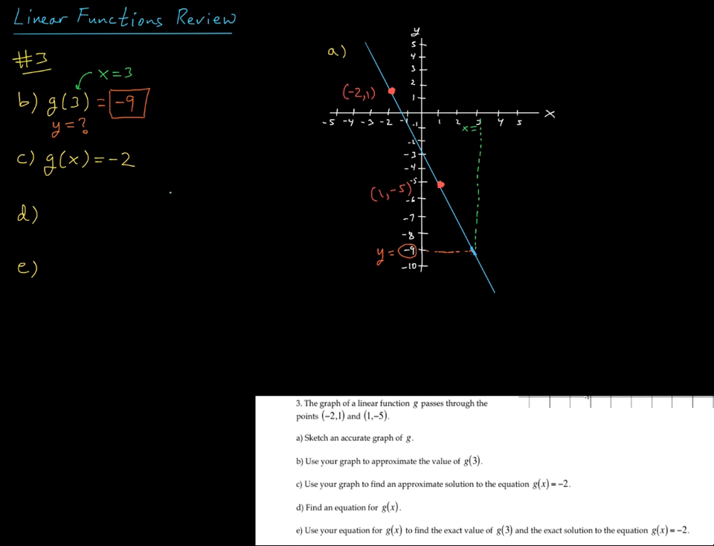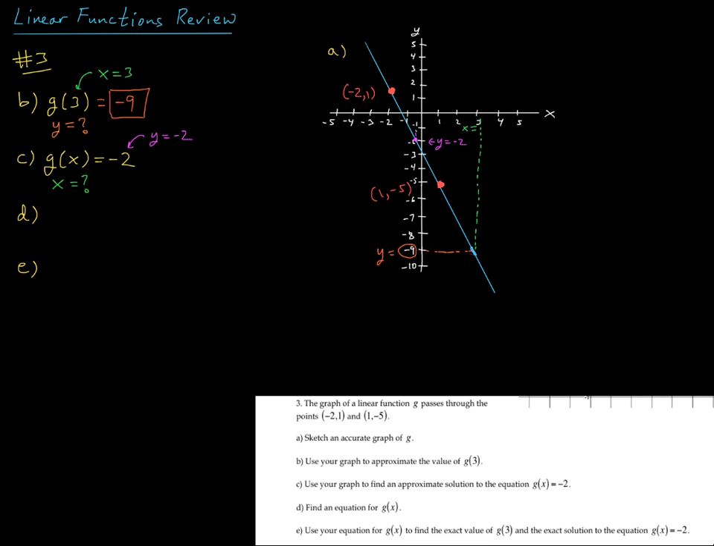All right, how about C? It says use your graph to find an approximate solution to the equation g of x equals -2. Okay, so here we're told that y is -2, and our job is to find x. All right, so now we'll go to -2 for y, which is right here. So when y is -2, that's going to put us right here at this point on our line.